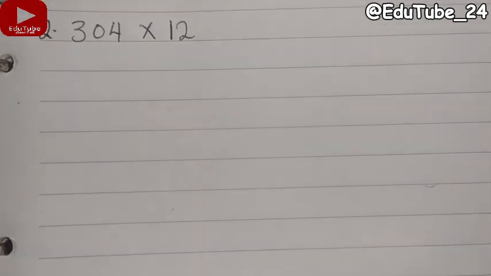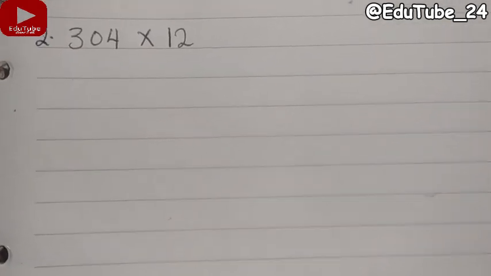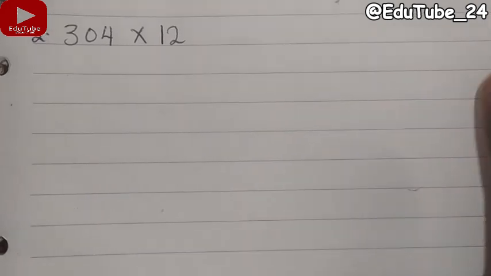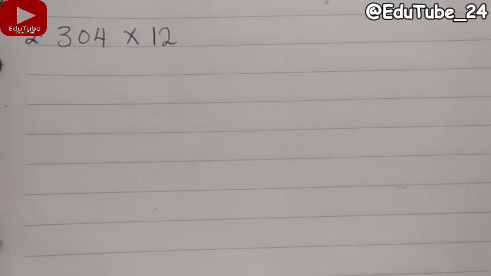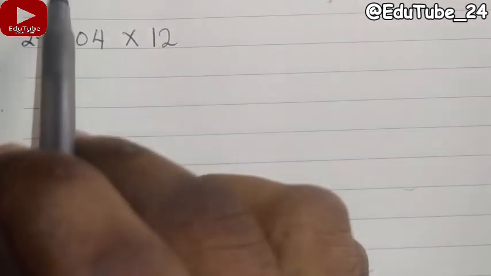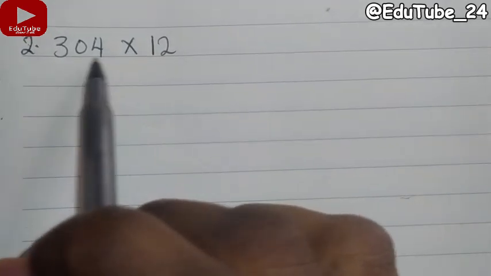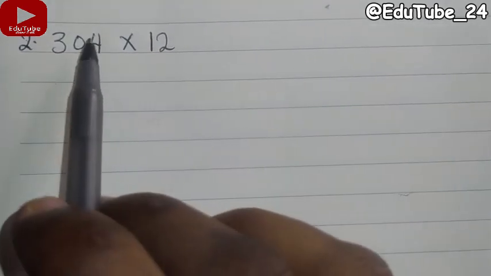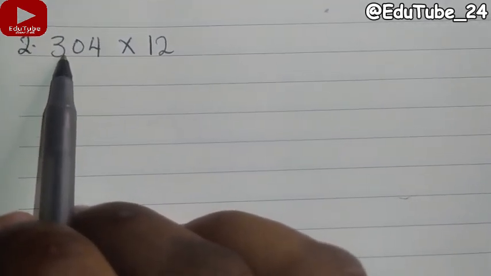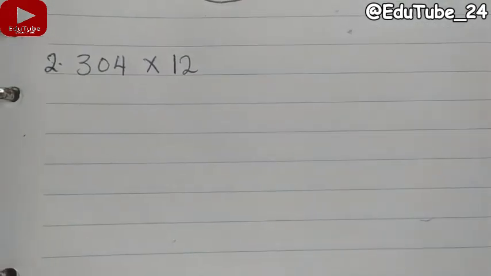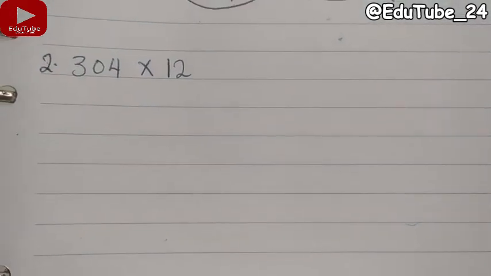Now in this second example, just like the way we did the first example, we are going to apply the same strategy, the same steps to solve question number 2, with just a little difference. Now we have 304 times 12. Don't forget to draw your sticks to represent the numbers. You start from the greatest place value. The greatest place value here is 3, which represents 300. So I'm going to draw 3 sticks to represent 3 there.